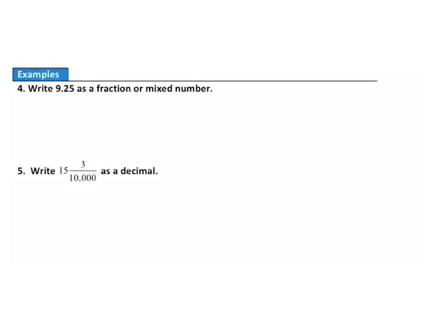Now let's take a look at some examples that will help us convert between decimals and mixed numbers. Example 4. Write 9.25 as a fraction or mixed number. Well, to do that, I don't want to read that number 9.25. I want to read that number 9 and 25 hundredths. So 9 and 25 hundredths is easy to understand as a mixed number. Now that 25 hundredths can be simplified.